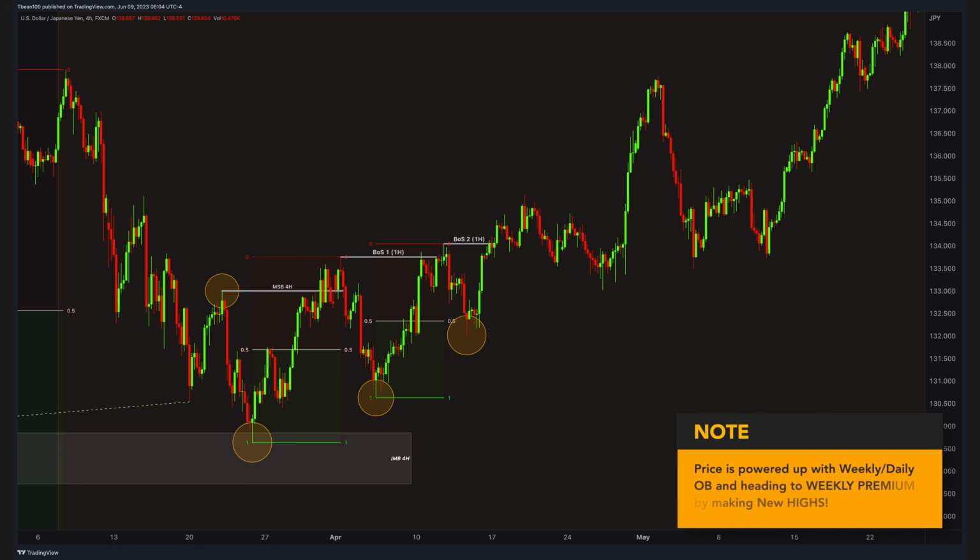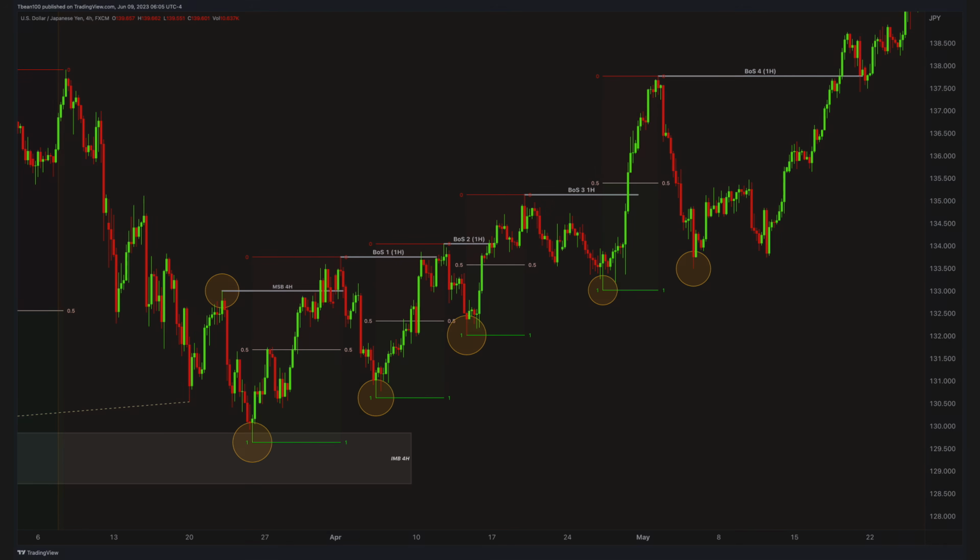From now on, you can see that the price keeps making new highs. As you can see, it makes a new break of structure one after another, and it keeps heading toward the weekly premium zone. If you are confused, do not worry. In the next section, I'll be explaining again. You will 100% understand it.